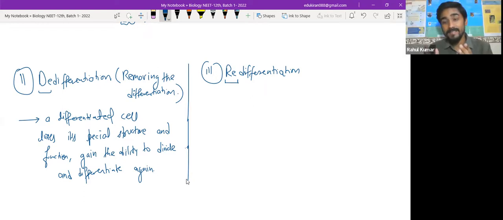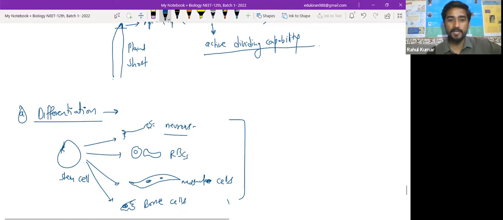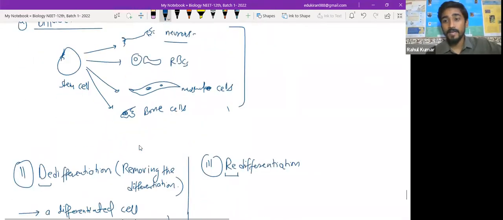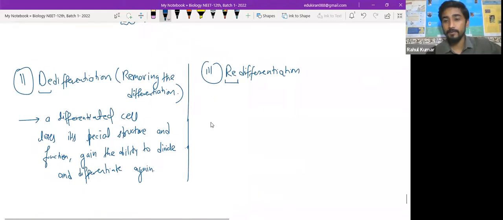So re means repeating it, like reproduction, re-examination, redifferentiation. So redifferentiation happens after dedifferentiation. If it is happening for the first time, right from a stem cell for the very first time, it is called differentiation, simple. But if it is happening for the second time, it must have undergone dedifferentiation. Is it clear? Making sense or not?